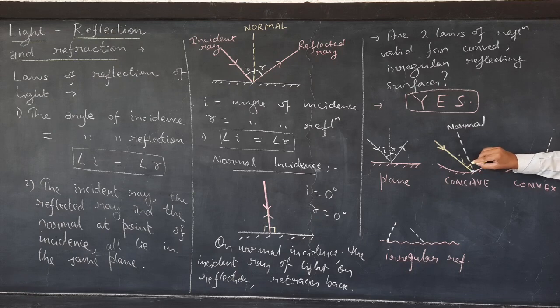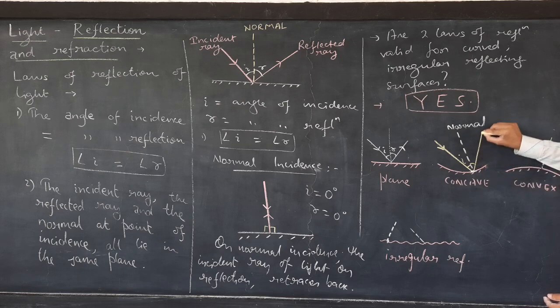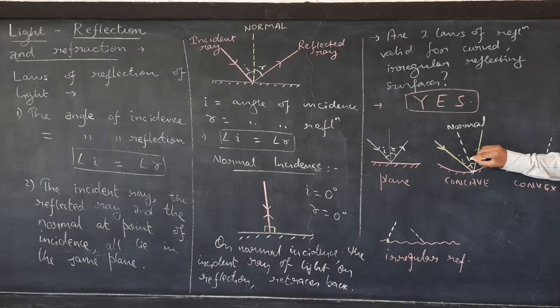So whatever angle this is, the same angle on the other side you have to mark, and then that ray will be the reflected ray. And this angle is the angle of reflection, and here also we must have i equal to r. Is it clear? Let's see in this case. This is the normal. This is not vertical, it is a bit tilted. And let me draw this as the incident ray. Then this becomes the angle of incidence. Now, if this is the angle of incidence, the same angle of reflection should be there, and then we can easily obtain the reflected ray of light.